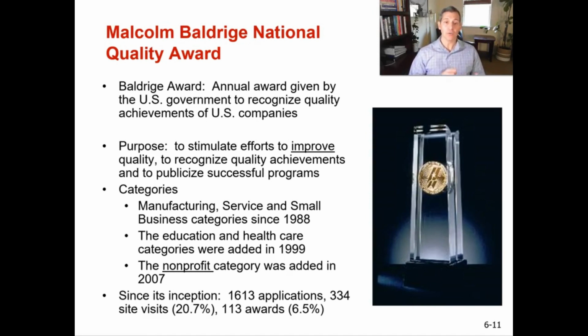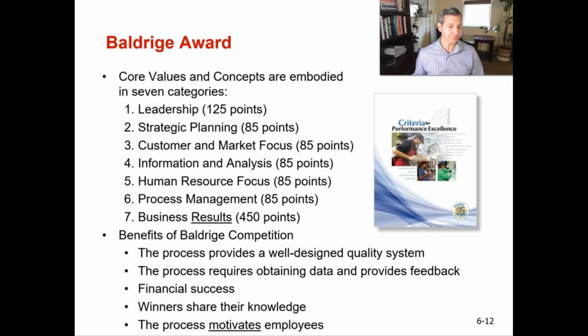But look at the ratio there of the applications received versus site visits versus awards. This has been going on since 1987. So we're over 30 years now, and only 113 awards or so have been given out. On average, the United States government gives out about 5 to 10 of these awards per year. So it's a really big deal to win the Malcolm Baldridge National Quality Award.